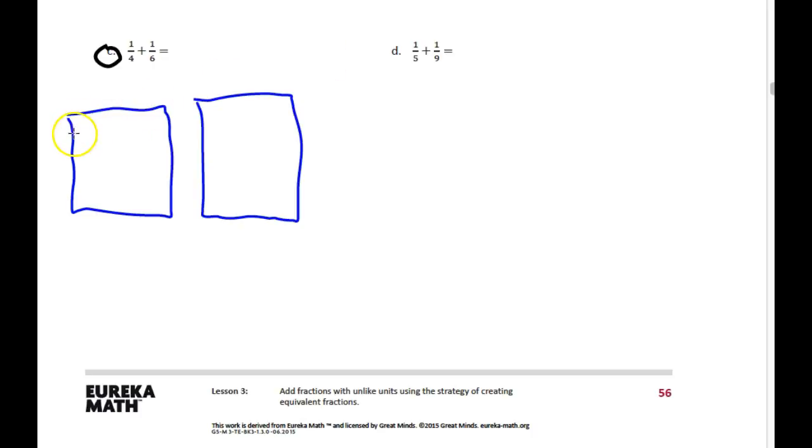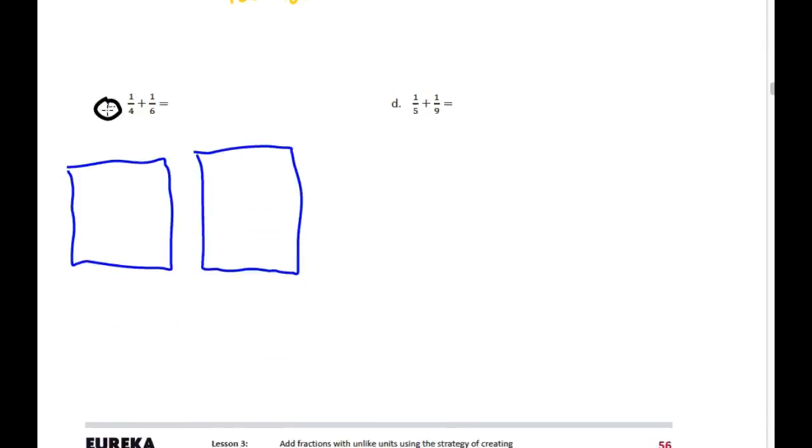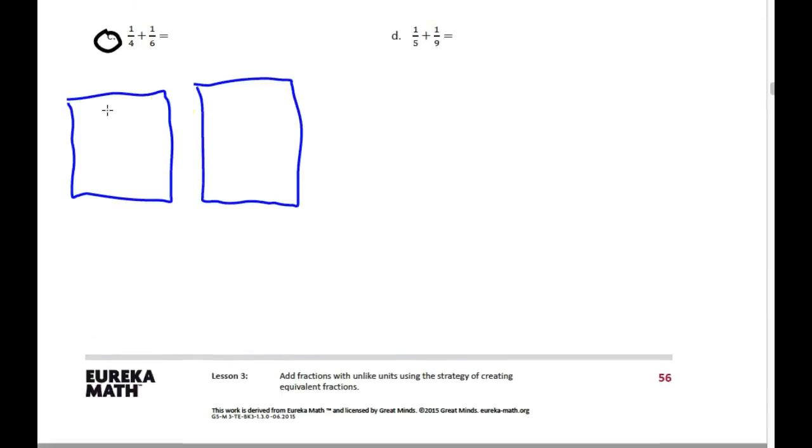And this one's going to be fourths. Which way did we go the first time? We went up and down the first time. So we'll go up and down again. So we need 3 lines. 1, 2, 3. So now it's 4 equal spaces. This one we're going to do 5 lines. 1, 2, 3, 4, 5. And here's your 6th line right here.